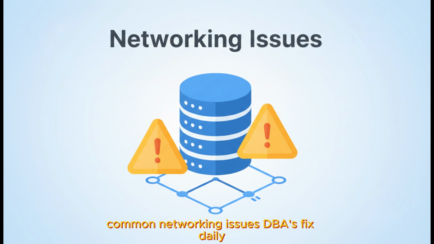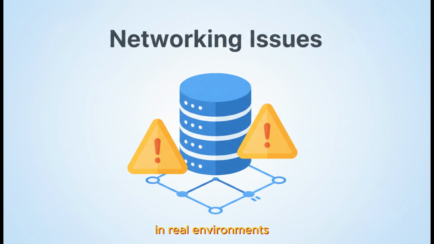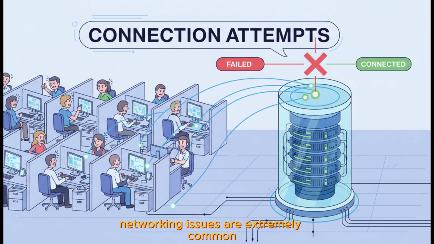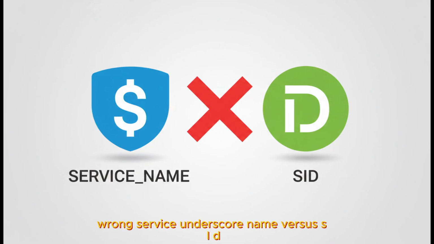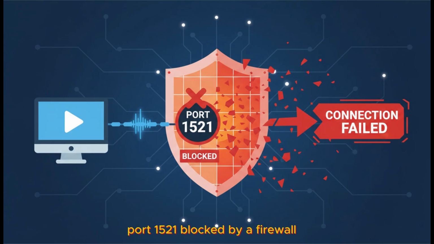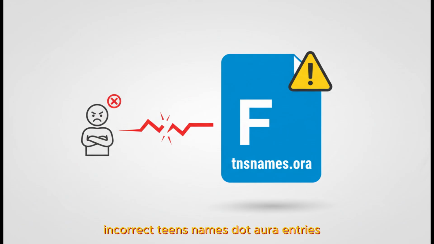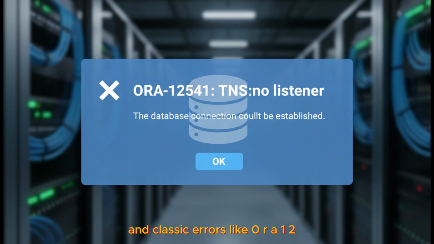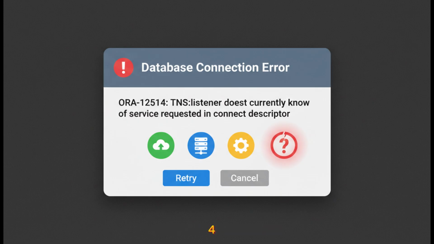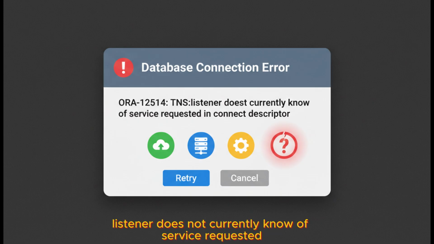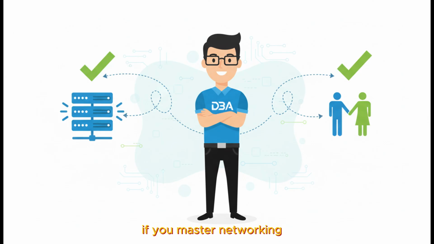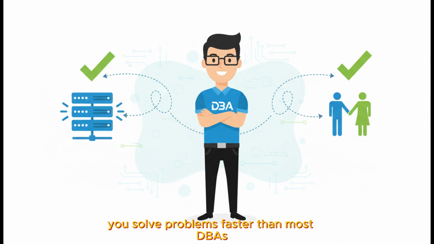Common networking issues DBAs fix daily in real environments. Networking issues are extremely common. Here are some you'll see frequently: listener not running, wrong service_name versus SID, port 1521 blocked by a firewall, incorrect TNSNAMES.ORA entries, and classic errors like ORA-12541, TNS no listener, and ORA-12514, listener does not currently know of service requested. If you master networking, you solve problems faster than most DBAs.